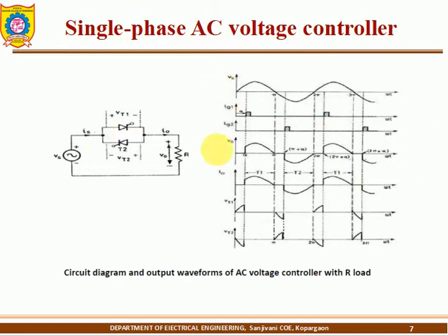Look at the diagram. It shows the input AC waveform with positive and negative half cycles. In the positive half cycle, I trigger thyristor T1, so it conducts only in the positive half cycle. In the negative half cycle, T1 is off, and T2 is conducted. I give the firing angles, so it conducts T1, T2, T1, T2 alternately. This is how the AC voltage controller conducts.